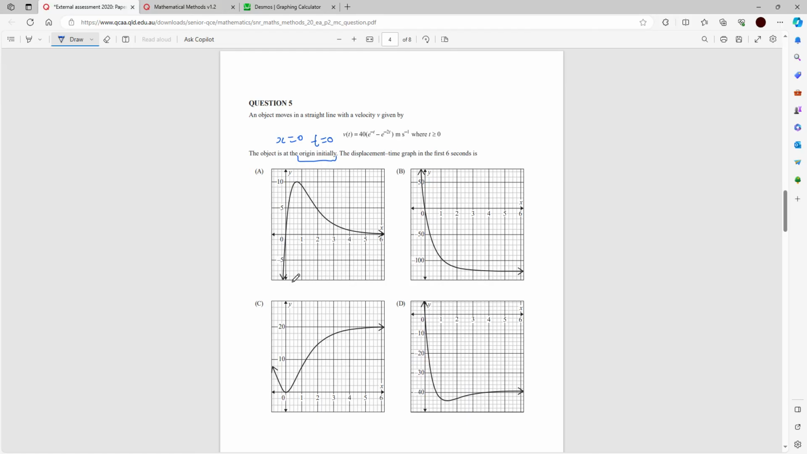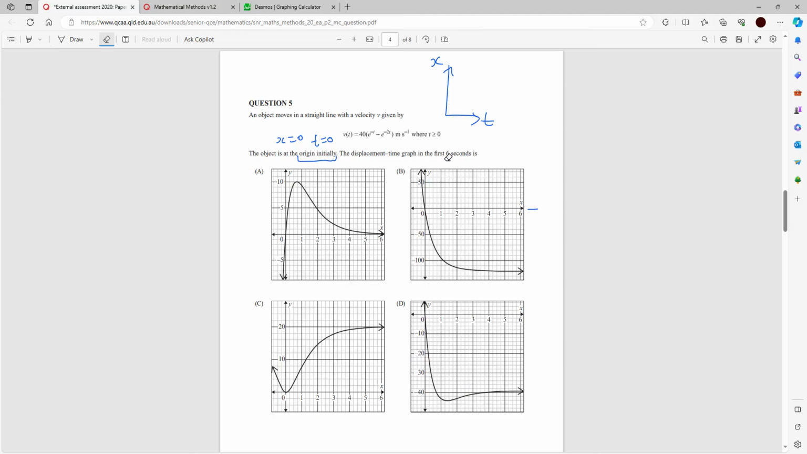Now, I actually don't like what they've done in this question here, because they've said the displacement time graph, but they've given it in y and x. So if this was a displacement time graph, this should be x and this should be t. So realistically, all these graphs should be x, t graphs, okay? Because x is a function of time. That's what they're saying here. So bad QCAA, bad QCAA. They did wrong graphs there, okay?